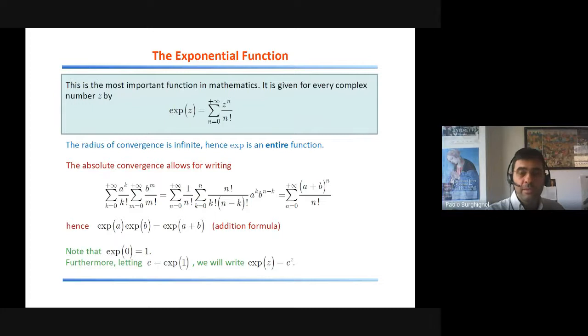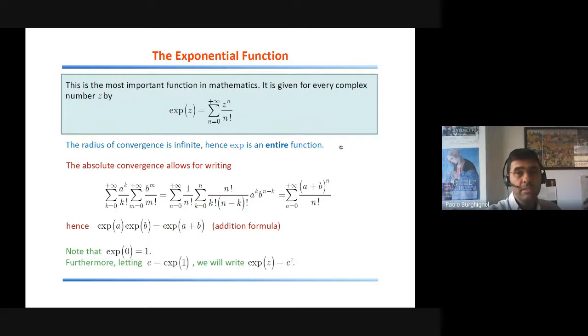And now another fundamental example of a holomorphic function, in this case a holomorphic function that is defined by means of a power series, which is the exponential function, and this is probably the most important function in mathematics. It is an entire function, so this is holomorphic in the entire complex plane, and that's defined by the infinite series given in the box above. As you can check easily, the radius of convergence is infinite, and that's why the exponential is an entire function.